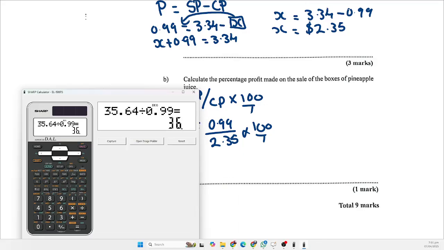Don't try to do this on your own. You don't want to be taking too much time trying to do this. So 0.99 divided by 2.35 multiplied by 100 is 42 point. Actually, let's put it in decimal. 42 and 6 over 47%.